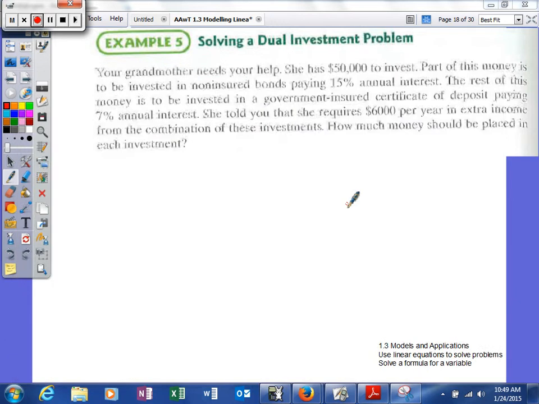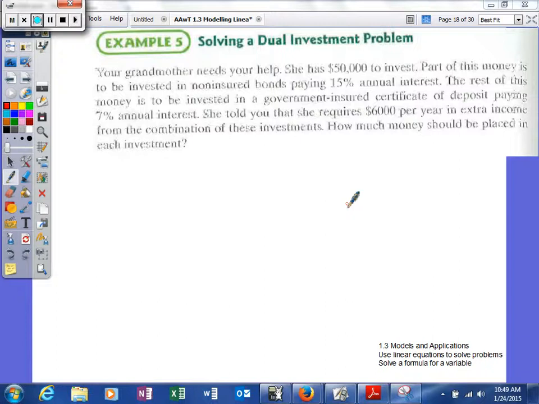All right, here's example 5. It says solving a dual investment problem. Your grandmother needs your help. She has $50,000 to invest. Must be nice. Part of this money is to be invested in a non-insured bond paying 15% annual interest. The rest of the money is to be invested in a government-issued certificate of deposit paying 7% annual interest.